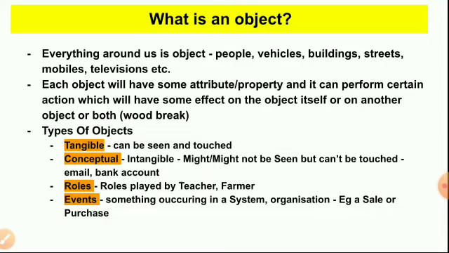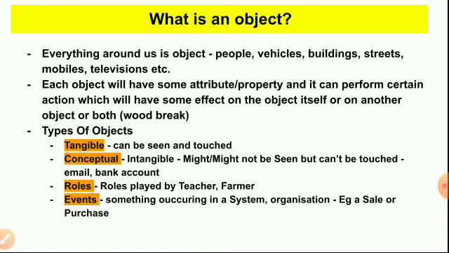So tangible object means what? Tangible object means an object which can be seen and touched. Like for example, a computer is an object which can be touched, it can be seen. A piece of stone is a tangible object, because it can be seen and touched. So there are many examples. You can think of a few examples yourselves.